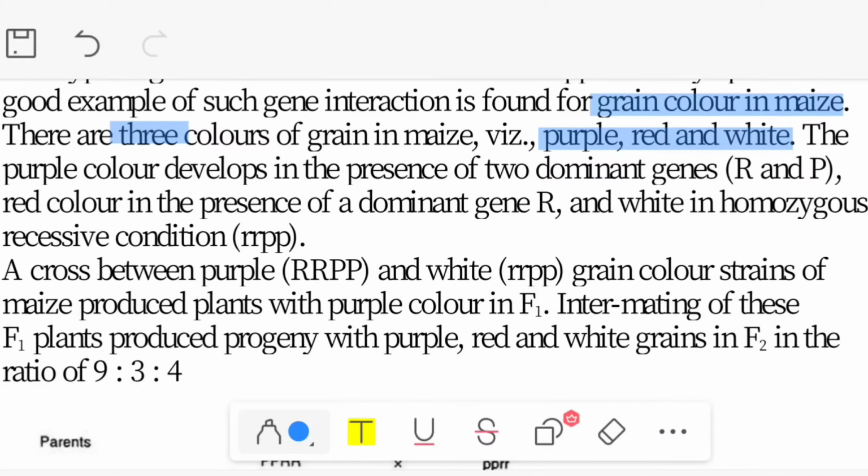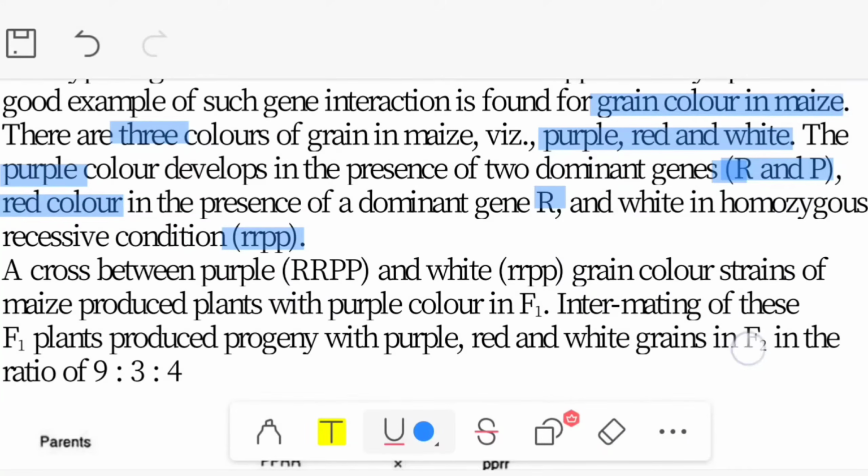How is the purple color developed? Whenever the genotype has both capital R and capital P, only then is the purple color developed. Whenever only capital R is present, the red color will develop. And whenever small r and small p are present, only then the recessive white color will develop.